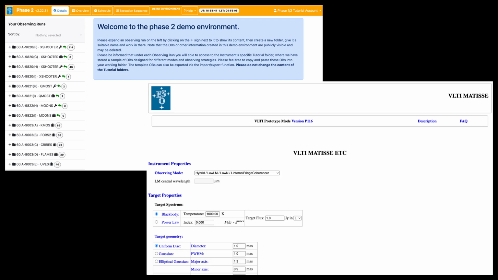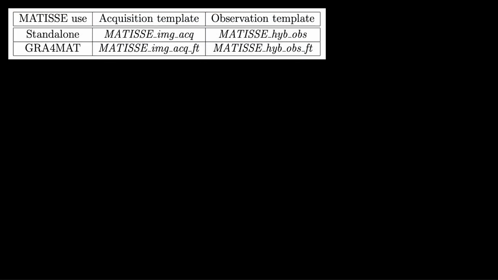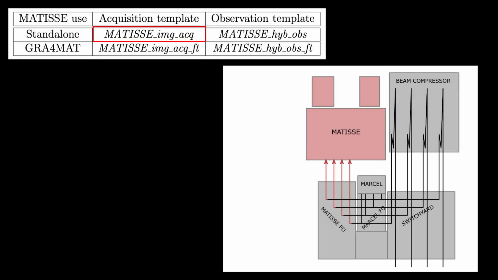You can use the MATISSE Exposure Time Calculator, or ETC, for visibility calculations and their feasibility. Each OB shall include a target acquisition template and, typically, one science template. The acquisition template contains the information to point the telescope at a source and set up the VLTI and instrument for observation. When observing with MATISSE standalone, the target is acquired by MATISSE and a fringe search is done during the acquisition template.